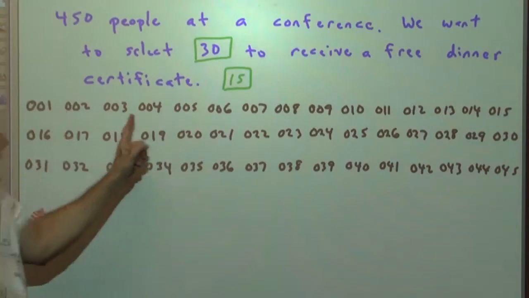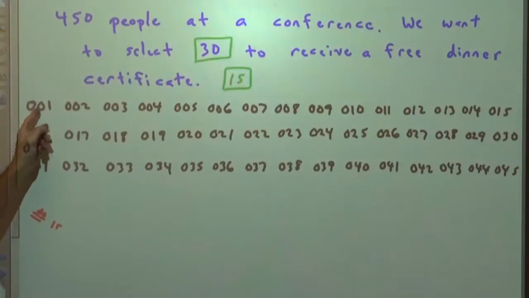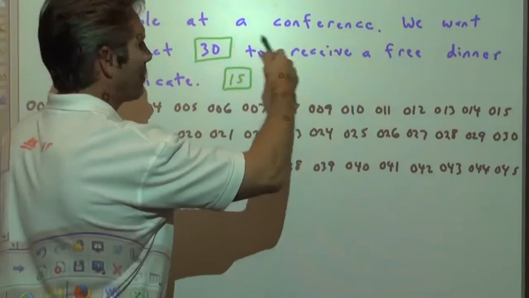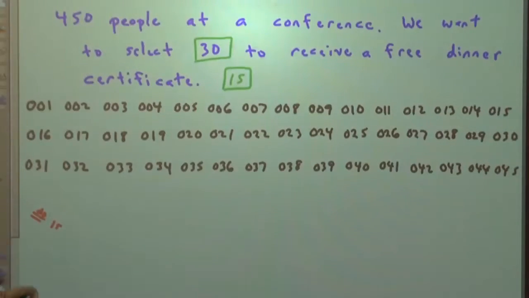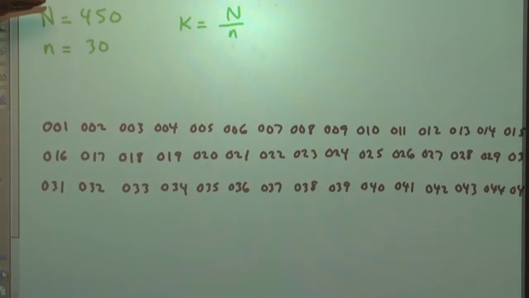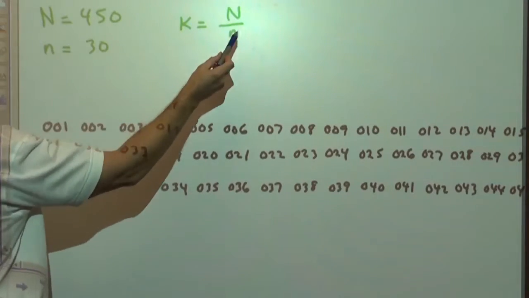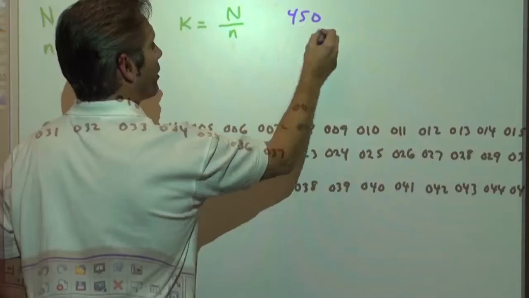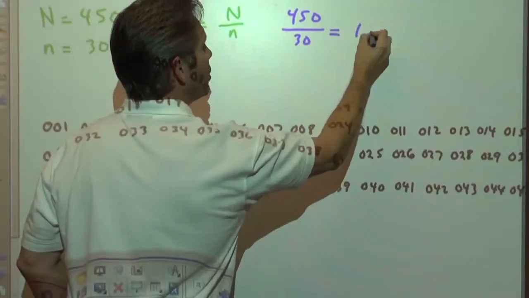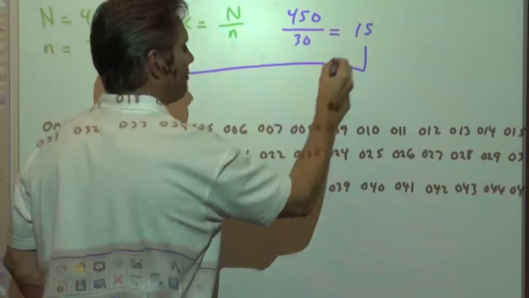So as long as we can find a taking off place, a random starting point within those first 15 people, then we can keep jumping by 15 to get to the next group. And in the end, we'll end up with 30 different people that were in this group of 450. So we say, well, we've got 450 people, we want to select 30. Our formula is to use this constant k, which is the population size divided by the sample size. So again, 450 divided by 30 means we should jump by 15. So k will be 15.